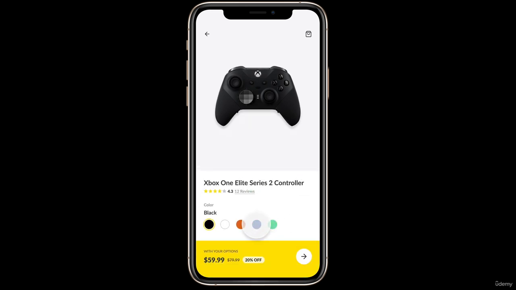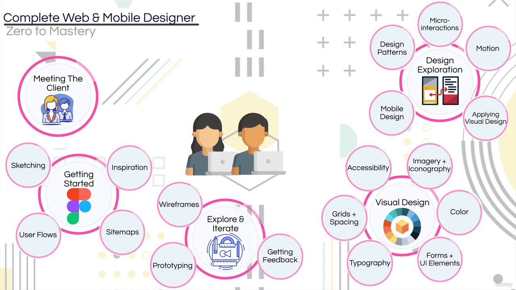Again, talk about best practices, about the importance of motion and animations, how we can make the user interact with our product in a way that is exciting to them, that creates good user experience. Lots to cover in this section.